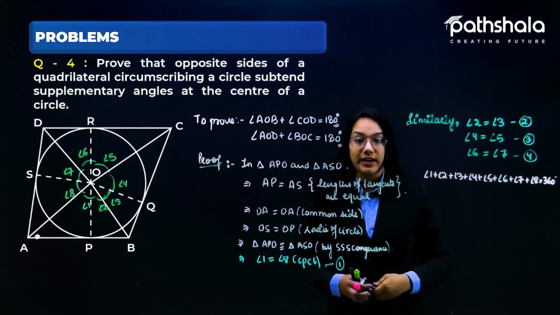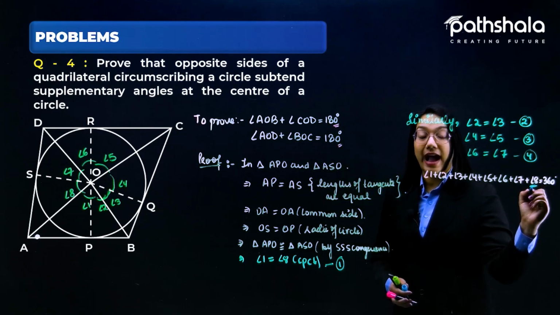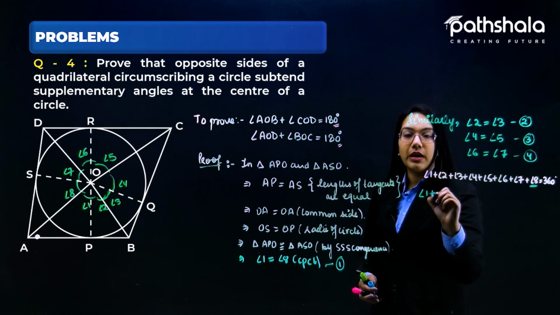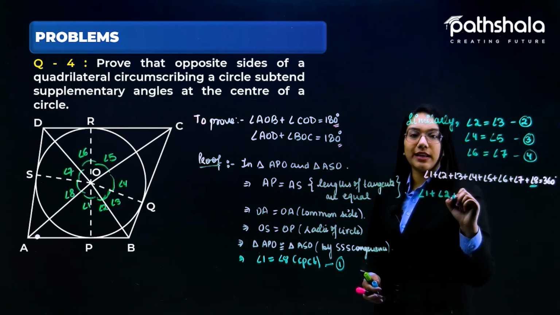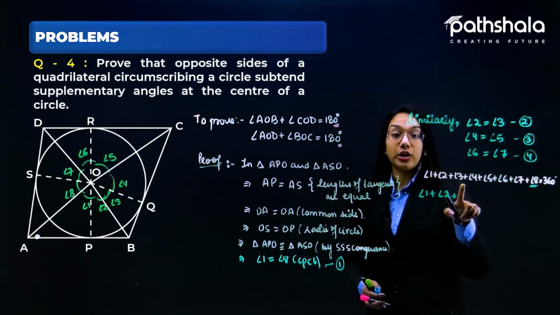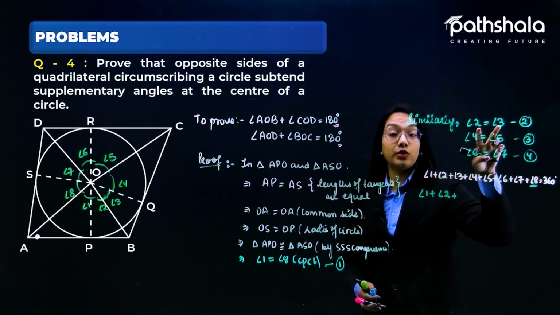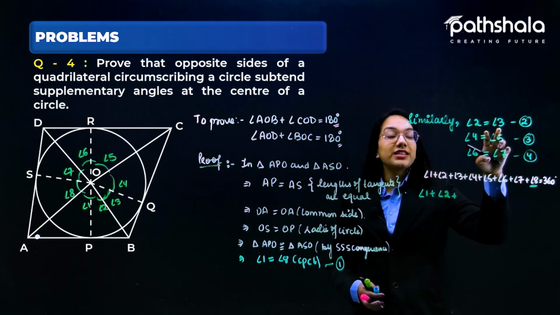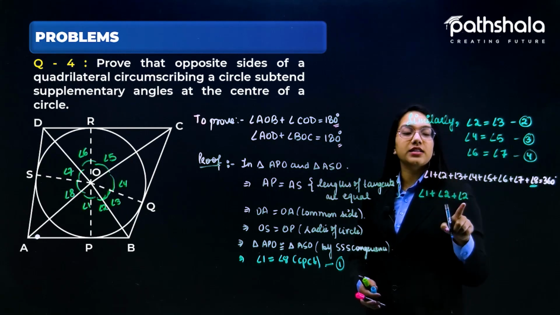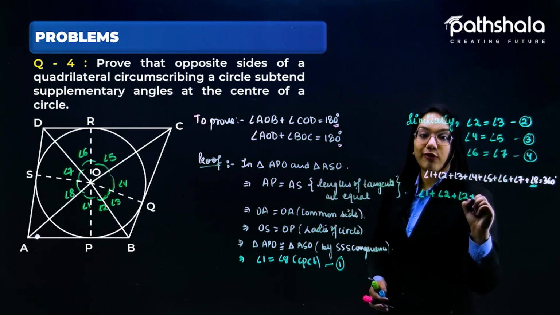So let us suppose in place of angle 8, I'm just writing angle 1. So it implies that I'm writing angle 1 plus angle 2, and in place of angle 3 we have angle 3, which is equal to the angle 2. So in place of angle 3 we can write angle 2, from equation number 2. And furthermore, we know that angle 4 is equal to the angle 5.